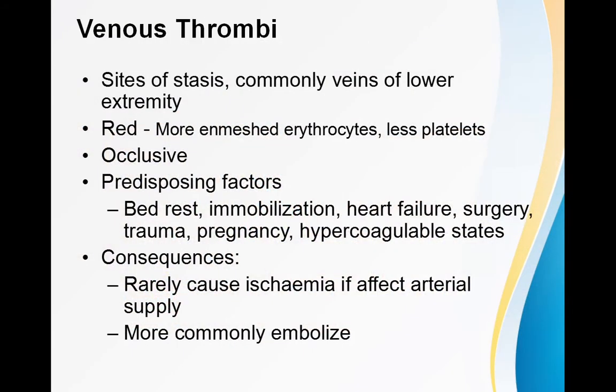Venous thrombi. Sites of stasis, commonly veins of the lower extremity. These are red, with more enmeshed erythrocytes and fewer platelets. Occlusive. Predisposing factors: bed rest, immobilization, heart failure, surgery, trauma, pregnancy, hypercoagulable states. Consequences: rarely cause ischemia unless they affect arterial supply. More commonly they embolize.